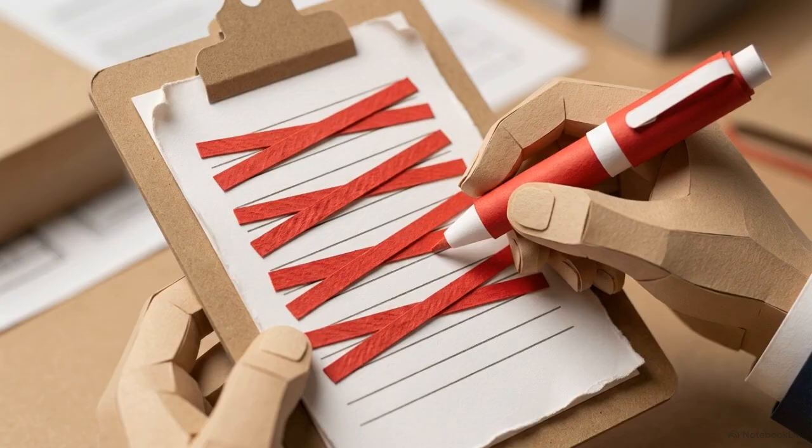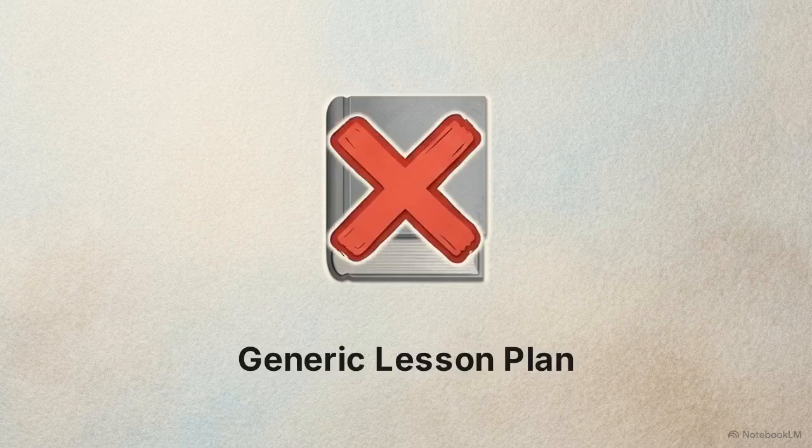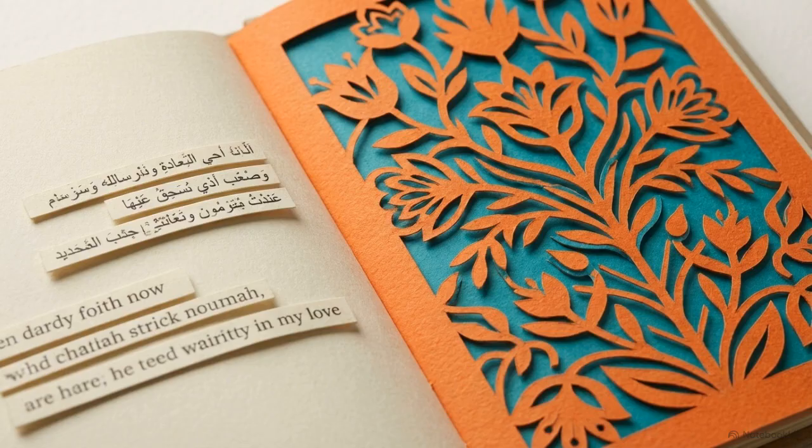Step 1 is auditing your curriculum. The first action is to discard generic lesson plans designed for a broad audience. This comparison shows the replacement strategy. You move from a generic textbook page to a dynamic lesson plan built on heritage materials, incorporating literature, art, and media from the learner's home countries.